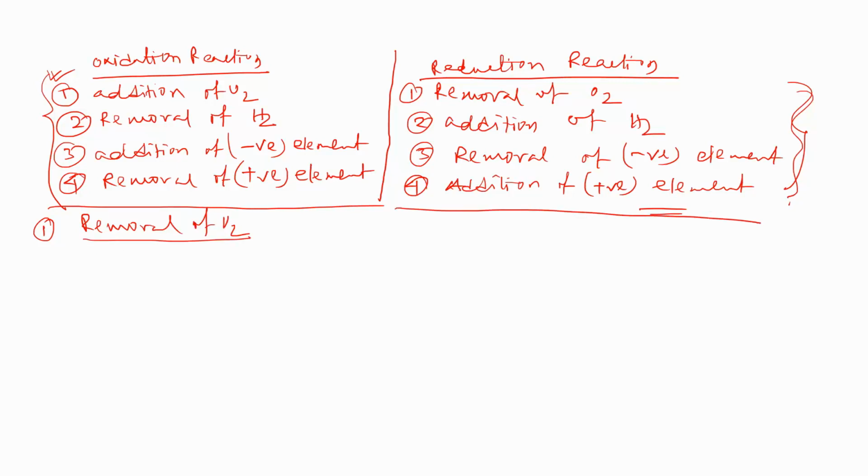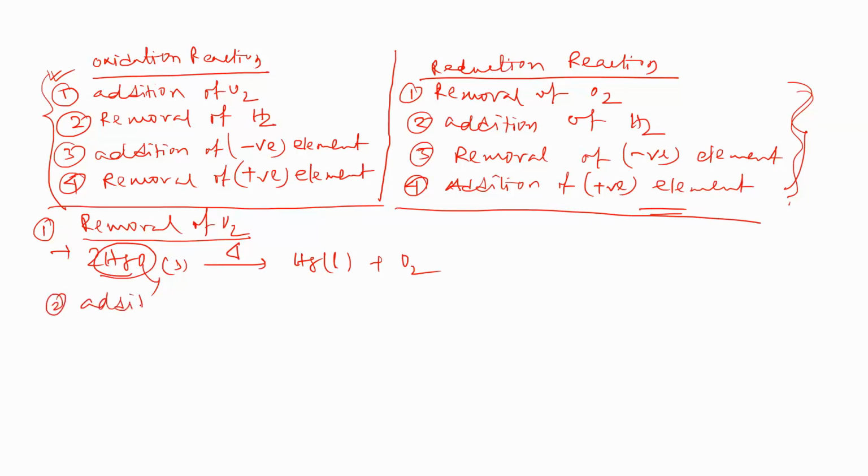So the example is: in presence of heat, HgO will form Hg plus oxygen. So in this chemical reaction, oxygen is being removed from this substrate. So it is an example of a reduction reaction.